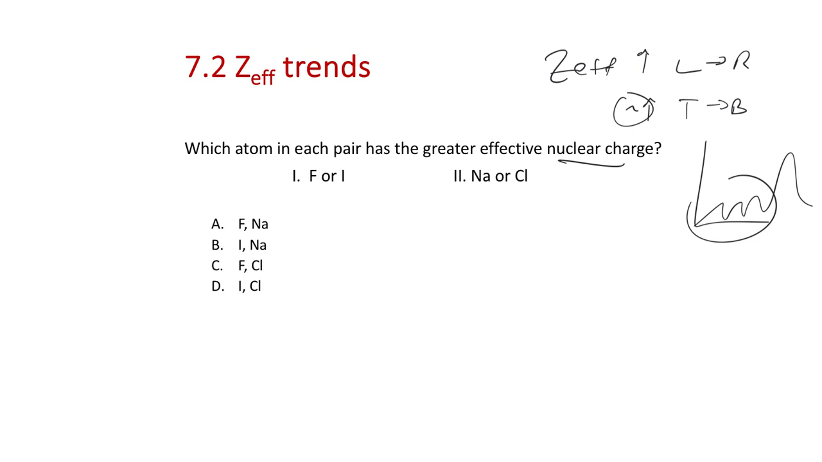And so if you're looking from top to bottom, iodine has a slightly greater effective charge. And if you're looking from left to right for sodium and chlorine, chlorine has a lot higher effective charge. So iodine and chlorine have the higher effective charges. So just remember the effective charge increases left to right, and has a slight increase, not a very big increase, from top to bottom.